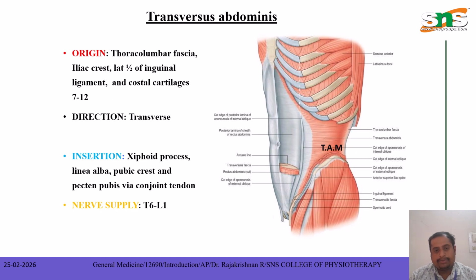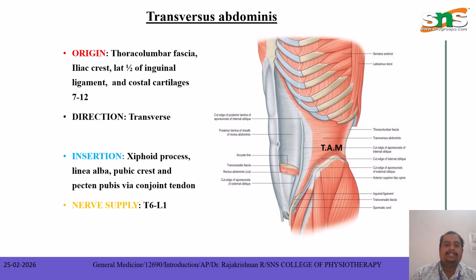And then the transversus abdominis muscle, whose attachments are given here. It originates from the thoracolumbar fascia, the iliac crest, the lateral one half of the inguinal ligament, and the costal cartilages. It is directed transversely and is inserted into the xiphoid process, linea alba, pubic crest, and the pecten pubis via the conjoint tendon.